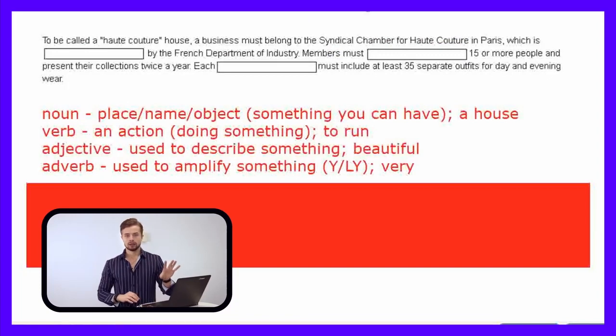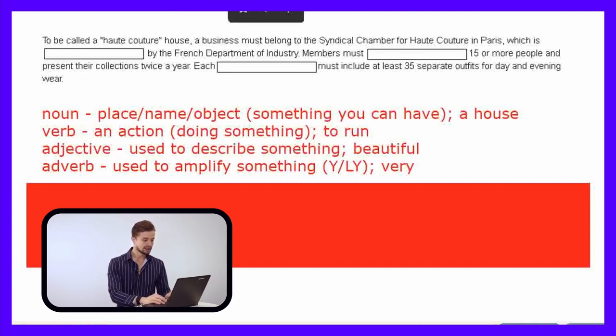Okay? And here's the question on the screen. So let's have a look what this question is about. Okay, so they talk about haute couture, some kind of a business, some kind of a chamber in Paris, French Department of Industry. They talk about some kind of a presentation, and they talk about 35 separate outfits and evening wear.